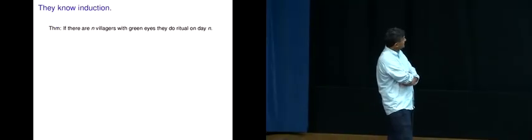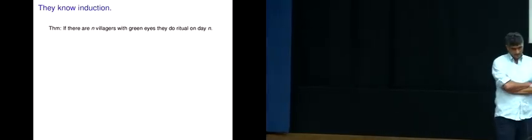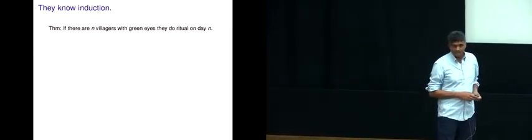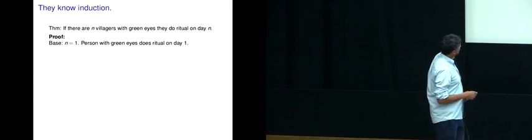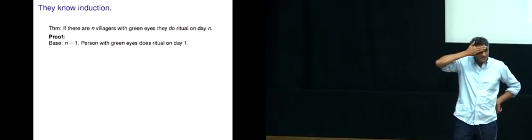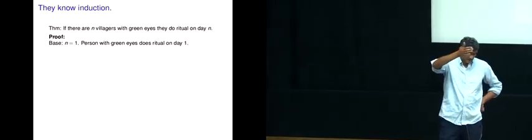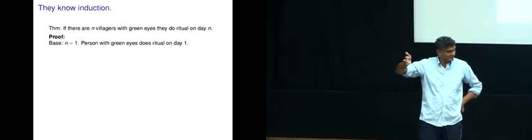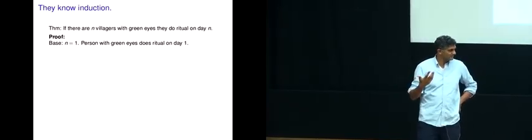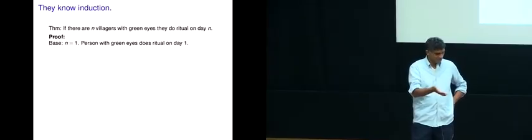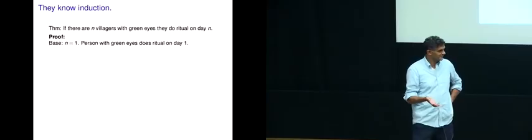Okay, so the theorem is if there are n villagers with green eyes, they do the ritual on day n. Okay, after the visitor visits and says this thing. Okay, if n is equal to 1, is this statement true? What do I see if I have green eyes? I see everybody else has blue eyes. A visitor came and said, "Oh, I see somebody has green eyes." It must be me, right? So I'm done. I have to do what I have to do. Okay?